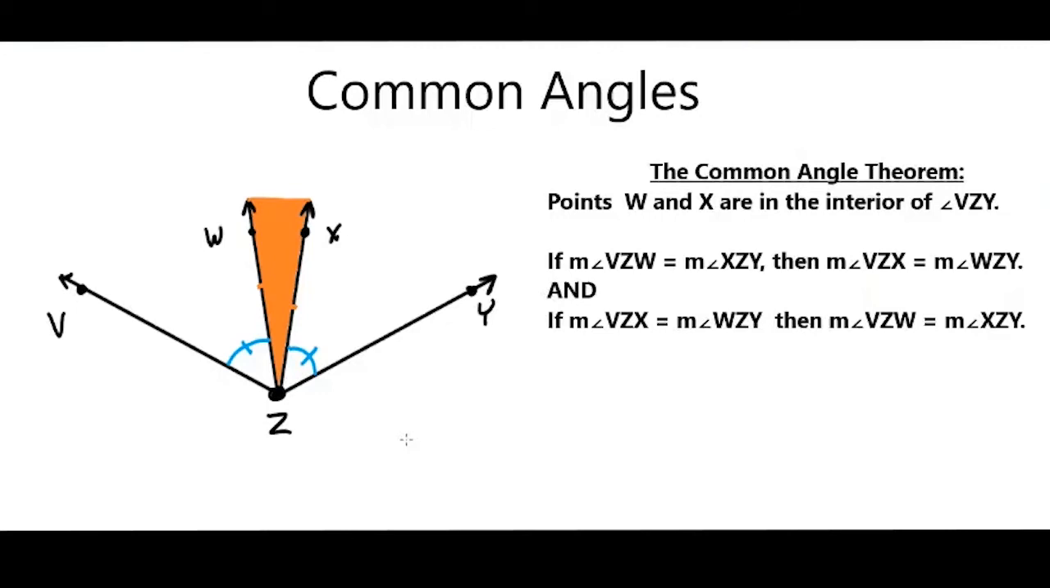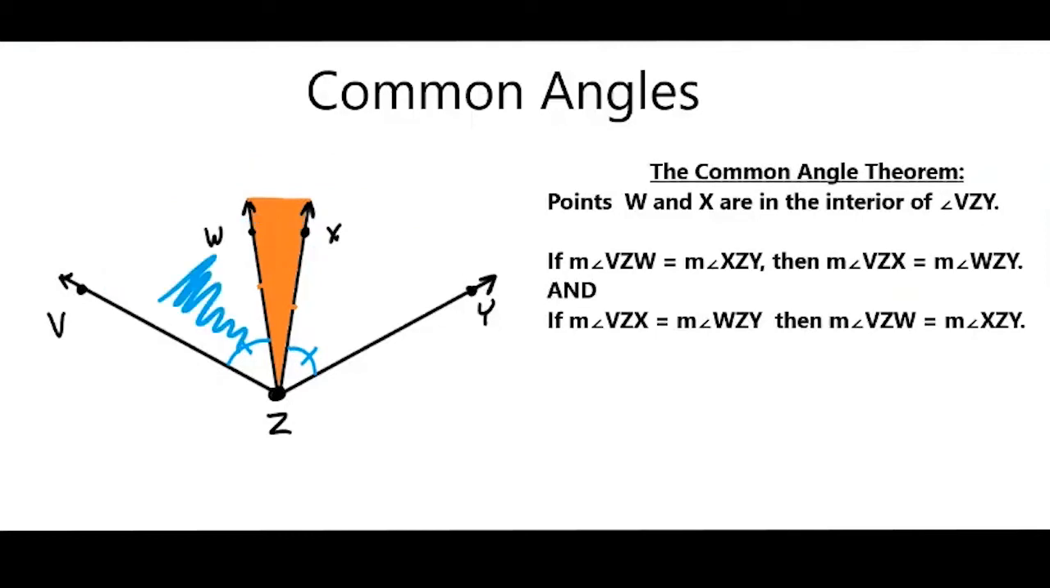So because we know that angle WZX is a common angle, we can introduce the common angle theorem. The common angle theorem says that points W and X are in the interior of angle VZY. So we have points W and X, and they are on the inside of this angle.